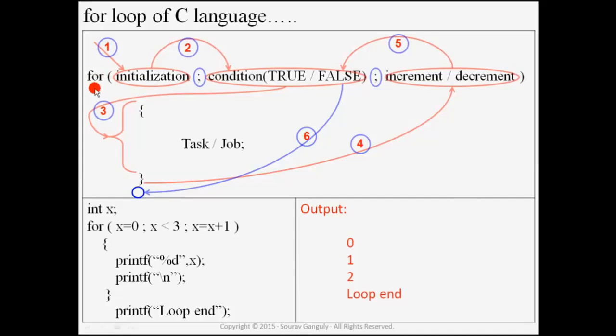This for is actually a keyword which tells the compiler that it is a for loop. This open curly bracket and close curly bracket indicate the scope of this for loop.